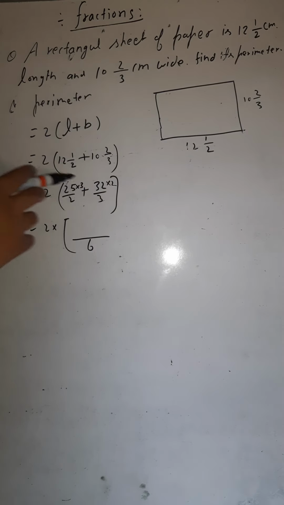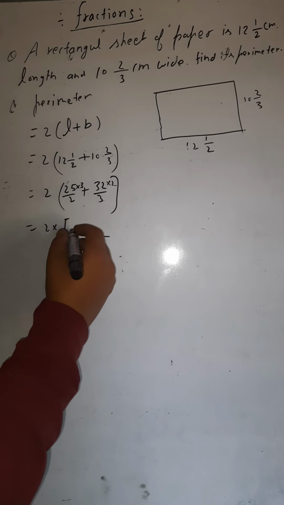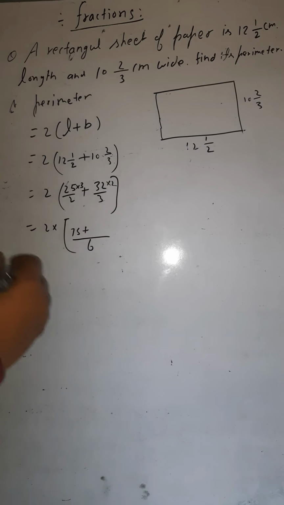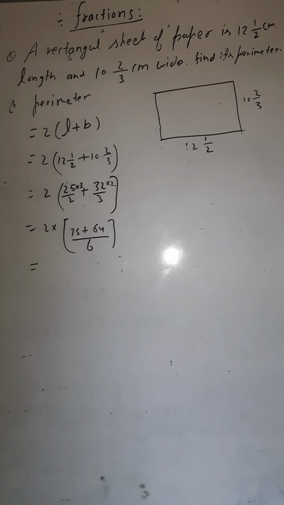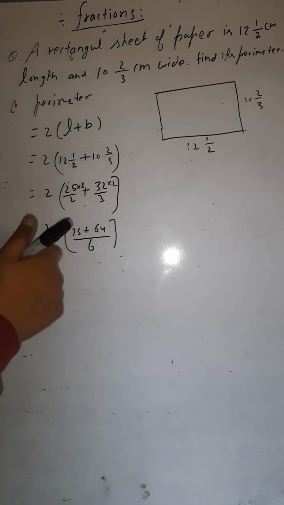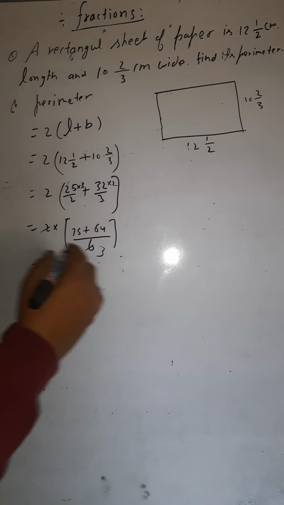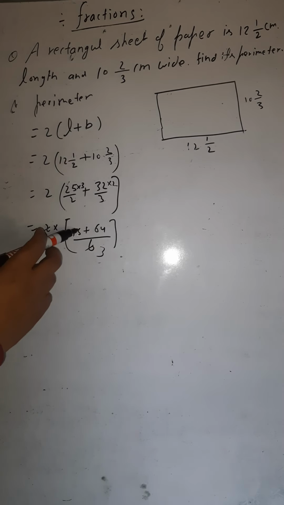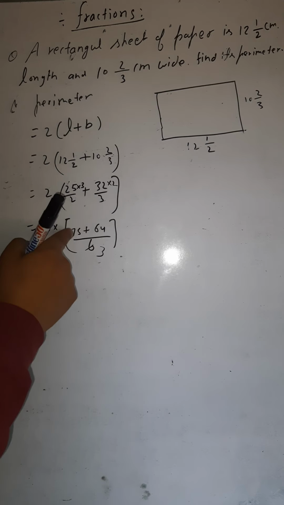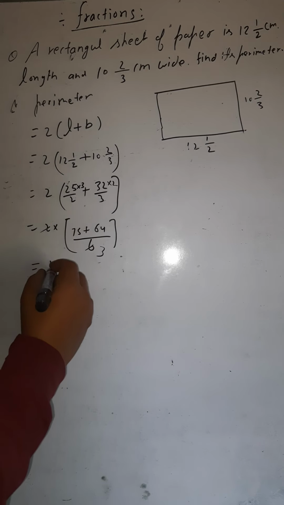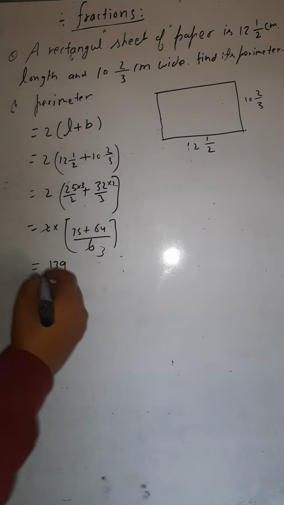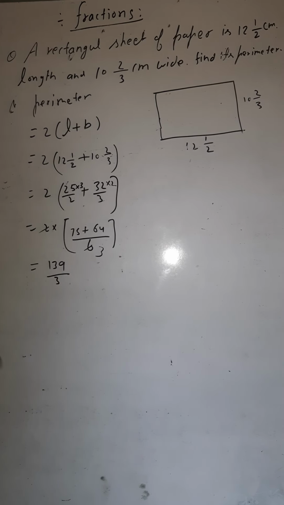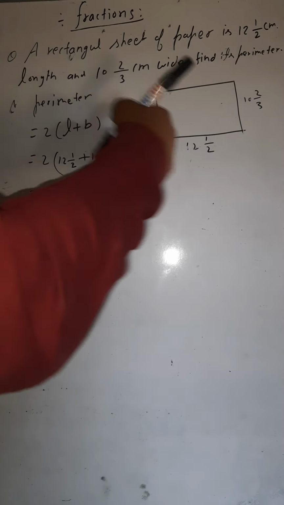Just do it. 25 threes are 75 plus 32 twos are 64. Okay. This 2 can cancel this 6 also. 2 threes are 6, 3 times. Okay. So upside add here, 5 plus 4 is 9, 7 plus 6 is 13, 139. Is it clear? Downside here, the denominator is 3. This is also the answer. So this would be the perimeter of this rectangular sheet.